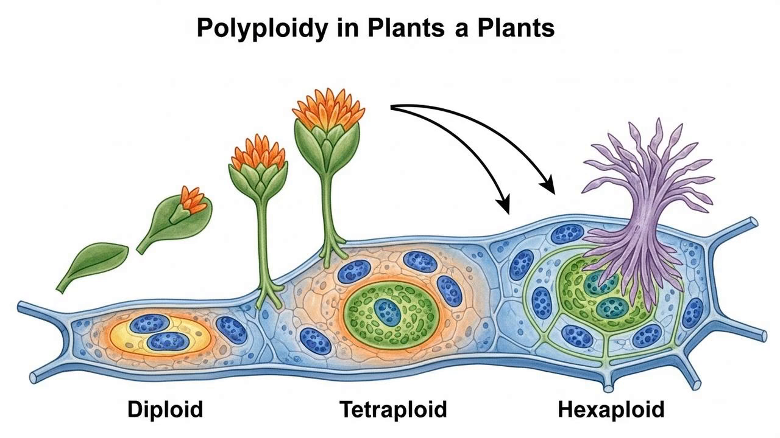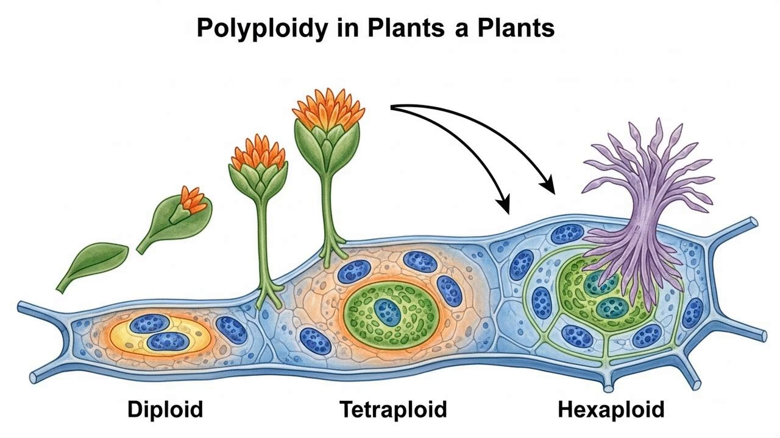That record-holding adder's tongue fern? It's the product of repeated rounds of polyploidy over millions of years. This isn't just an evolutionary quirk, it's a major source of innovation. The extra sets of genes provide a safety net. One copy of a gene can keep doing its original job, while the other copies are free to mutate and potentially evolve entirely new functions.